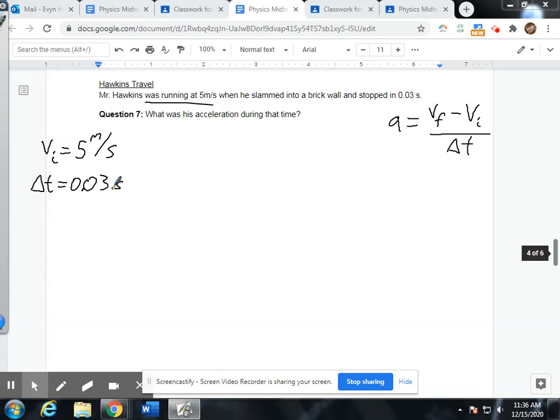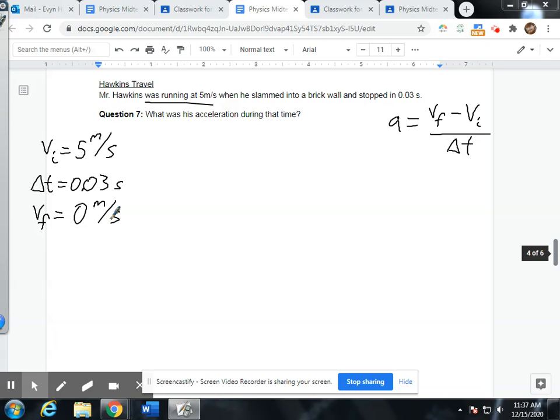So we have to make some assumptions about our final velocity. If I were to run into a brick wall and stop, that means my final velocity is going to be 0. I'm stopped. I'm not going anywhere. So our final velocity is 0.